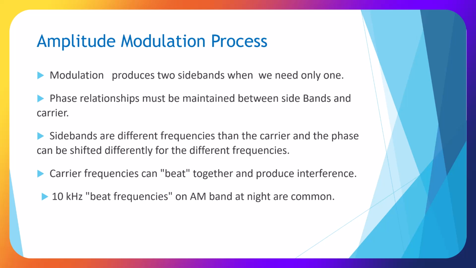Modulation produces two sidebands when we need only one. Phase relationships must be maintained between the sidebands and the carrier. Sidebands are different frequencies than the carrier, and the phase can be shifted differently for the different frequencies. Carrier frequencies can beat together and produce interference. 10 kilohertz beat frequencies on the AM band at night are common.